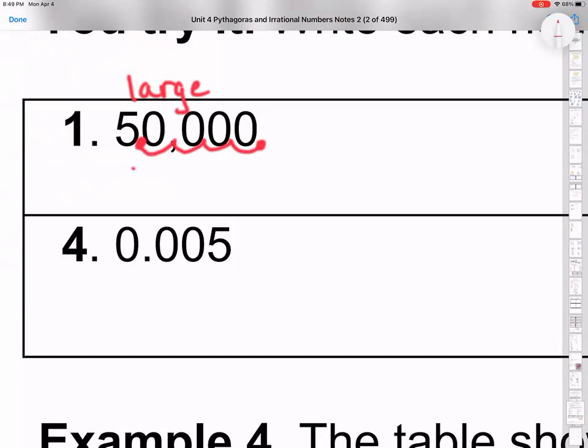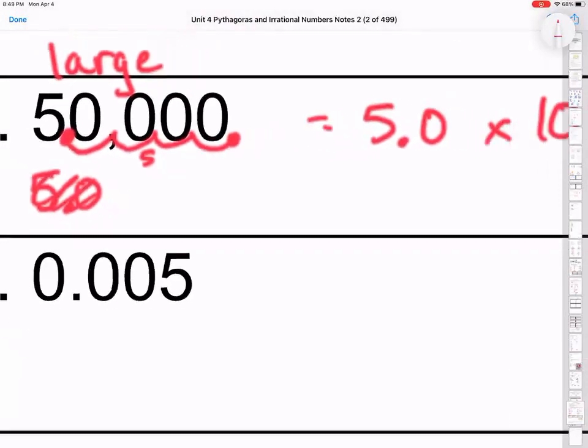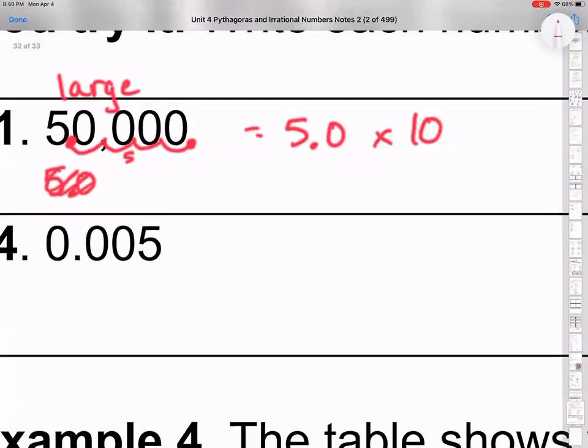So I have 5.0, and it looks like I moved that decimal over 5 times. Actually, we'll give ourselves some space. So 5.0 times 10. And again, we moved that decimal place 5 places. And since it was a large number to begin with, we have a positive 5 there.